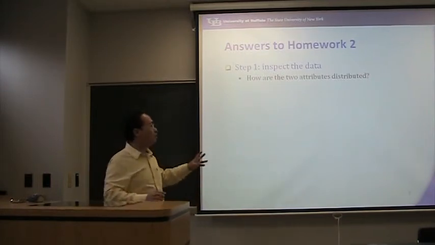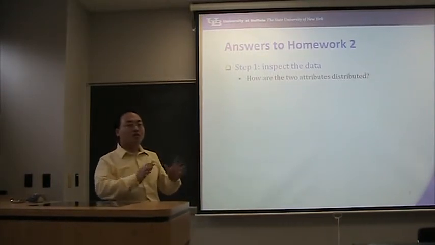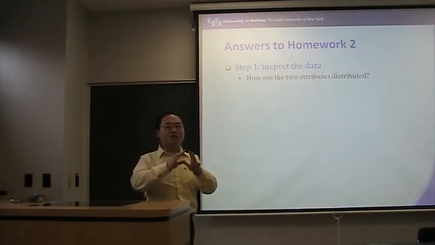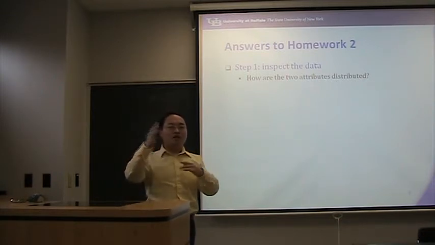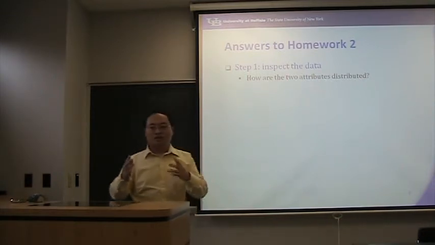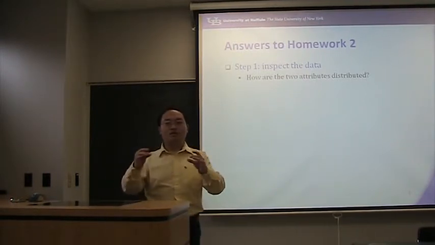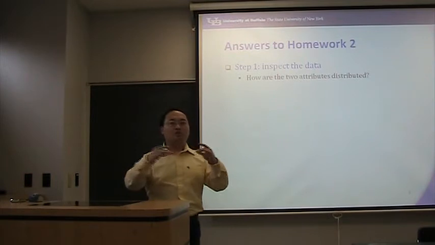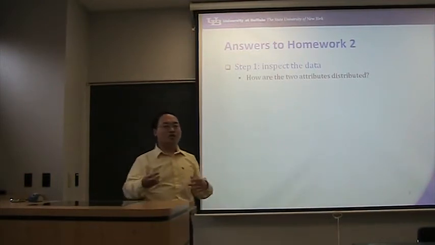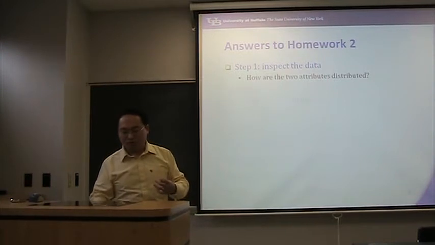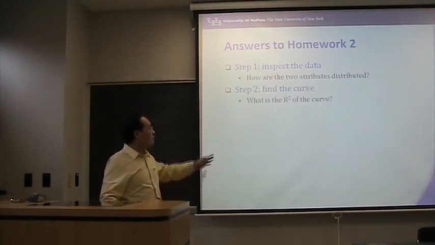So how are they distributed? If you use the histogram, you will find that attribute 1 is almost uniformly distributed, and the other one is not. And in this case, you may think of firstly generating attribute 1. Then you base on attribute 1 to generate attribute 2. The second step is to find the curve.